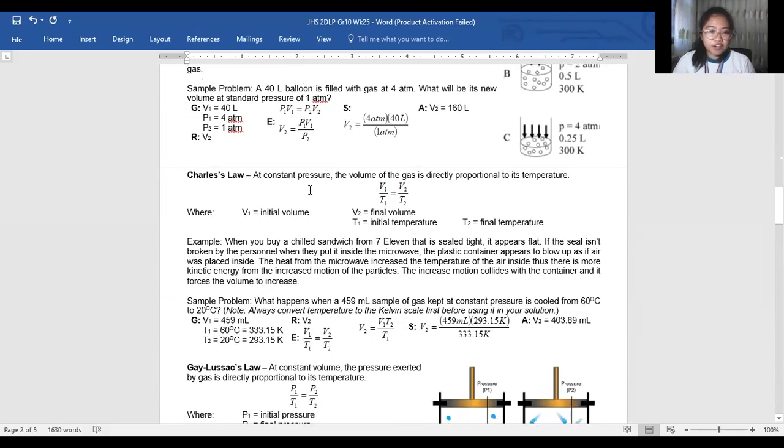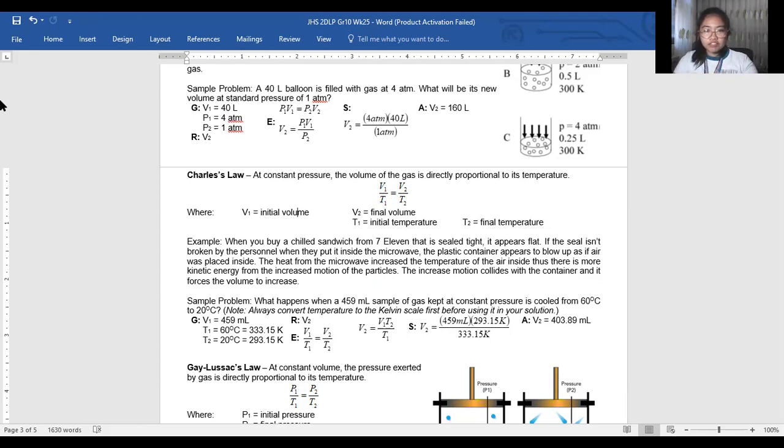Okay. So, next is we have Charles' law. Charles' law states that at constant pressure, the volume of the gas is directly proportional to its temperature. So, we have V1 over T1 equals V2 over T2. Ito kasi mga sasabihin ko sa inyo pag PowerPoint yung meron tayo. So, one example is yung chilled sandwich sa 7-Eleven. Di ba flat siya? Pero kapag yung lalagyan niya, hindi binuksan, tapos nilagay na sa microwave, di ba usually babalik sa inyo na nakalobo na yung plastic.